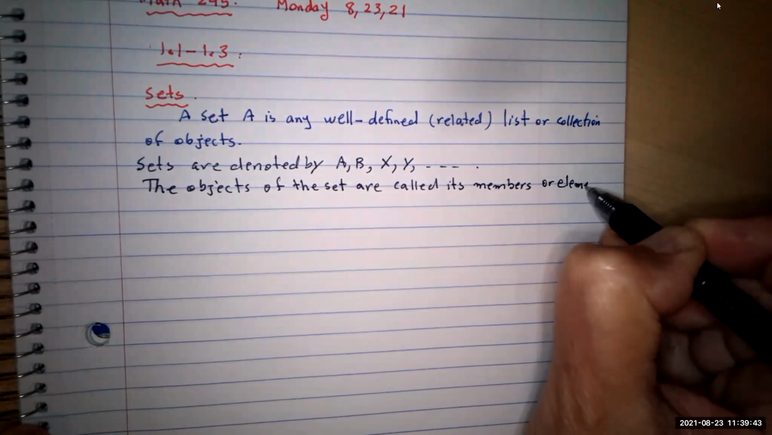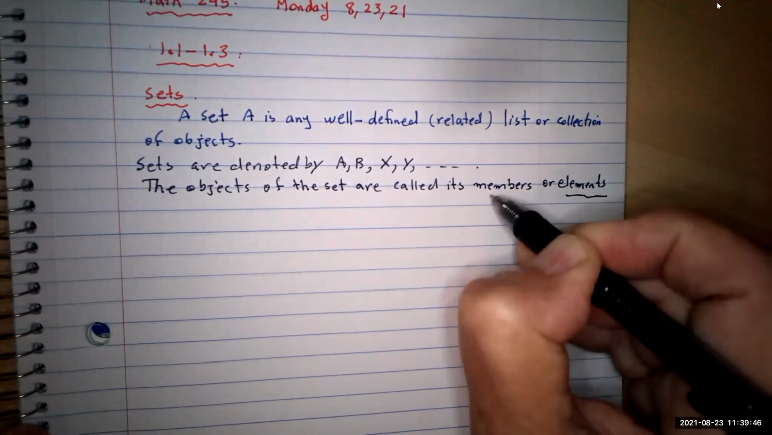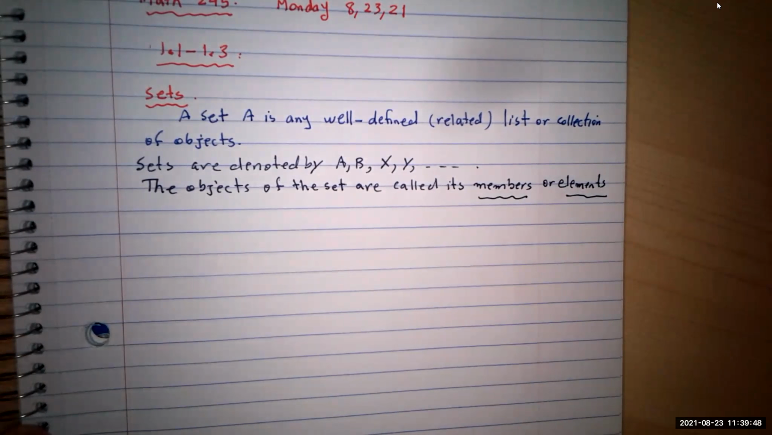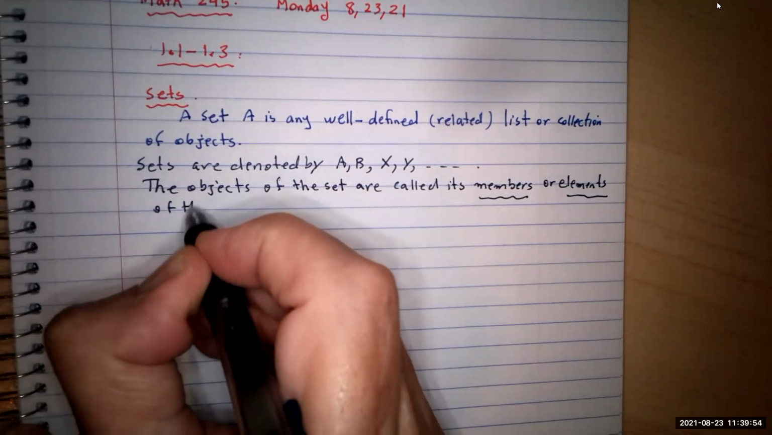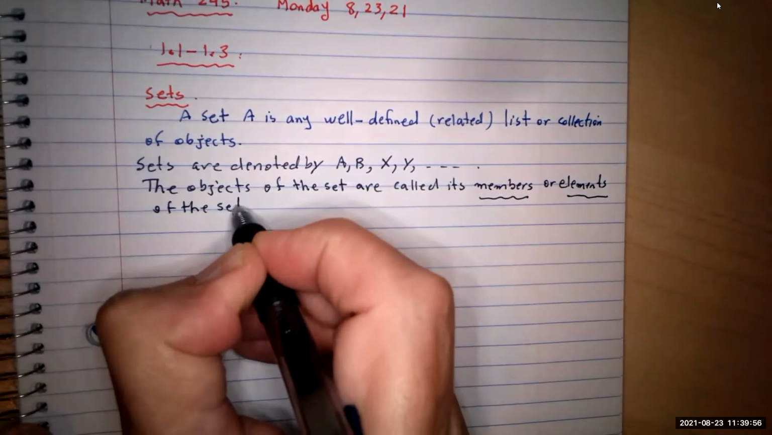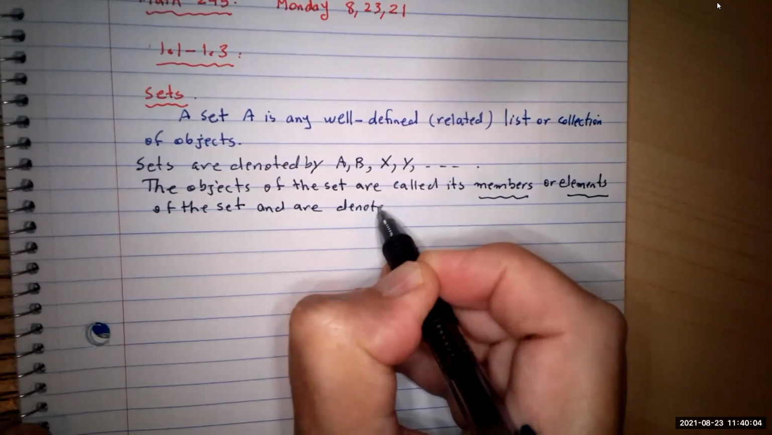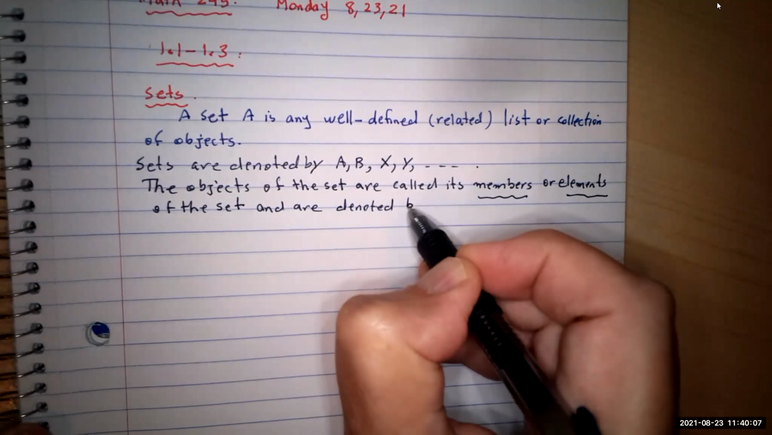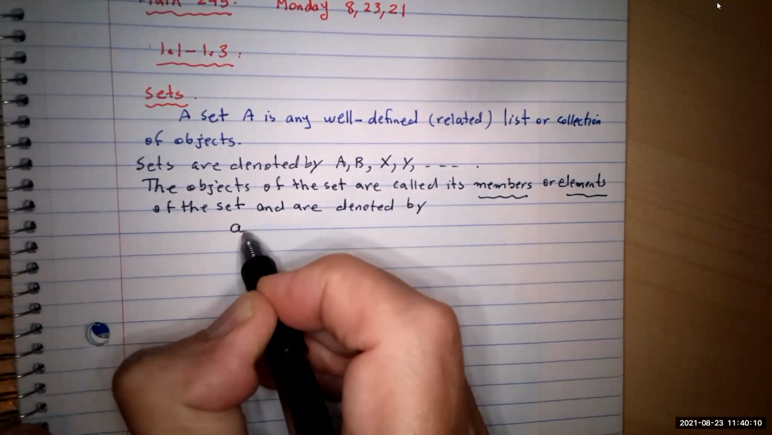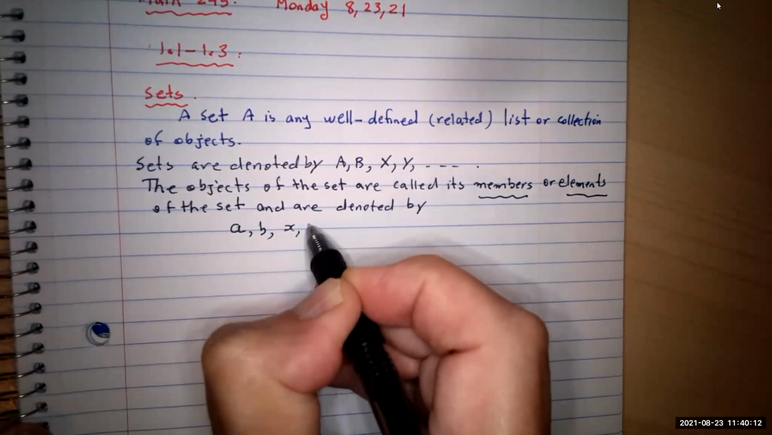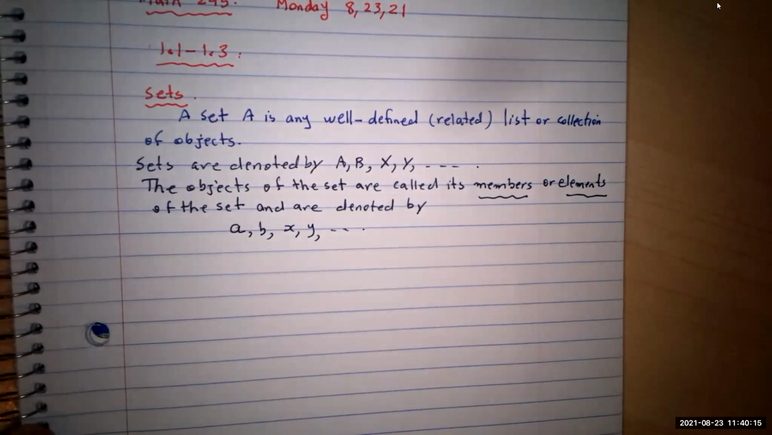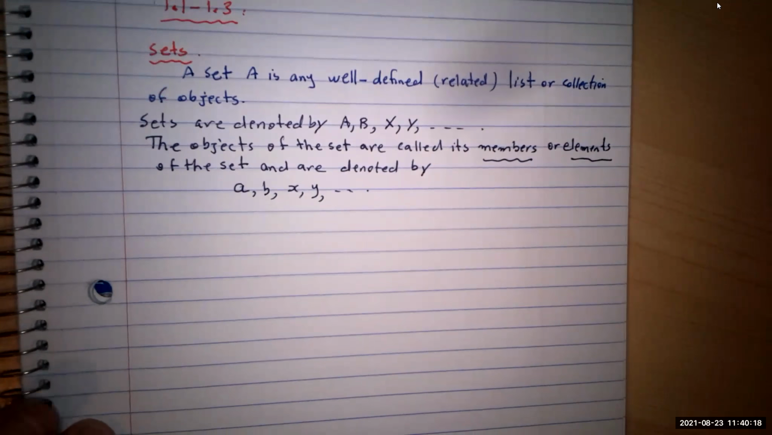Two expressions that we're going to use: members or elements of the sets, and these are usually denoted by lowercase letters, something like a, b, x, y, etc. This is not a standard one. You may try something else yourself on some occasion, but these are the standard ones that we usually use.